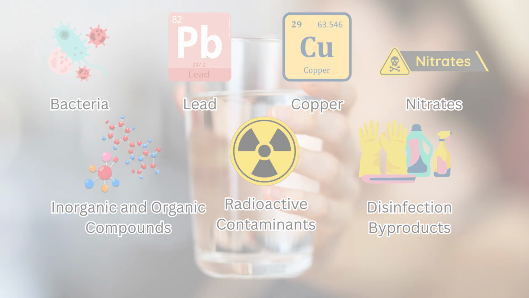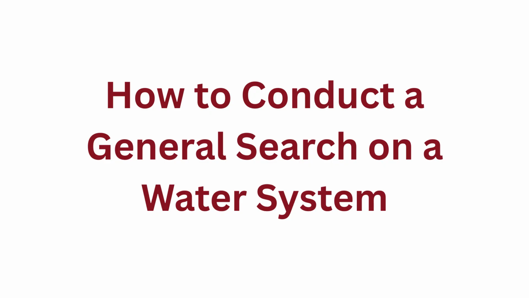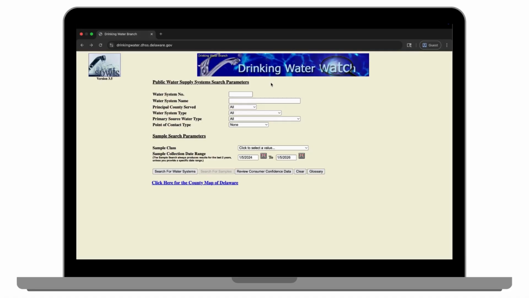To do a general search on a water system, under Public Water Supply System search parameters, enter the water system name or PWS ID number in the corresponding box. PWS is short for Public Water System. If you know your water system name or water system number, enter it in the box and hit the Search for Water Systems button and select your well.